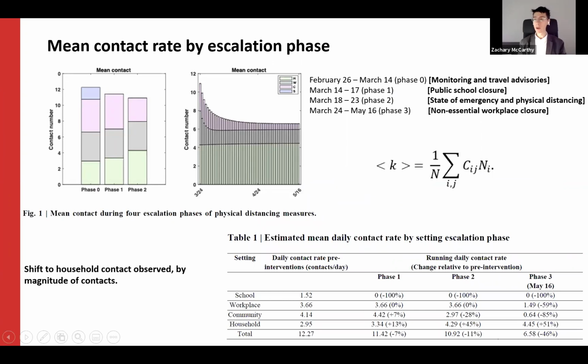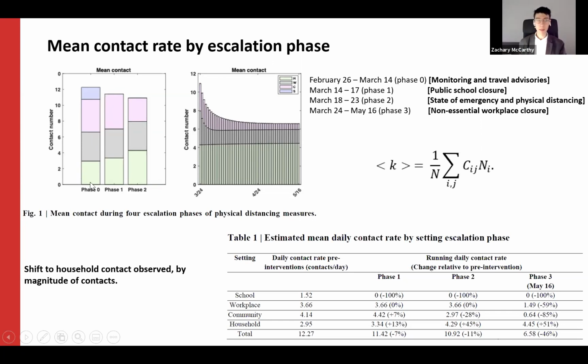Now we can unpack more. Using our estimated contact matrices, we can compute the so-called mean connectivity. This is the average number of contacts per individual over the whole population. So given a contact matrix C and a population profile, the mean connectivity, or the average number of contacts, can be calculated.